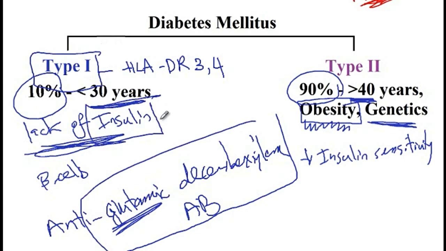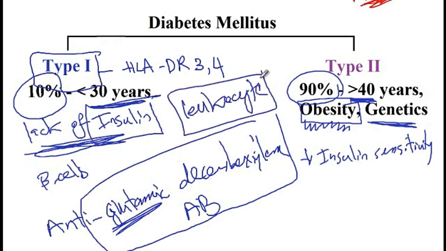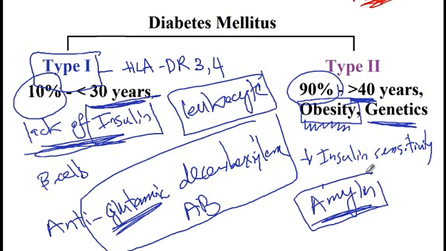And once you obtain a histology of these patients, you would see a lot of leukocyte infiltrates in patients with type 1 diabetes mellitus. On the other hand, in patients with type 2 diabetes mellitus, on histology you will see amylin products. So amylin is a protein that is produced alongside insulin, and thus it will deposit in the islets of Langerhans in patients with type 2 diabetes mellitus.